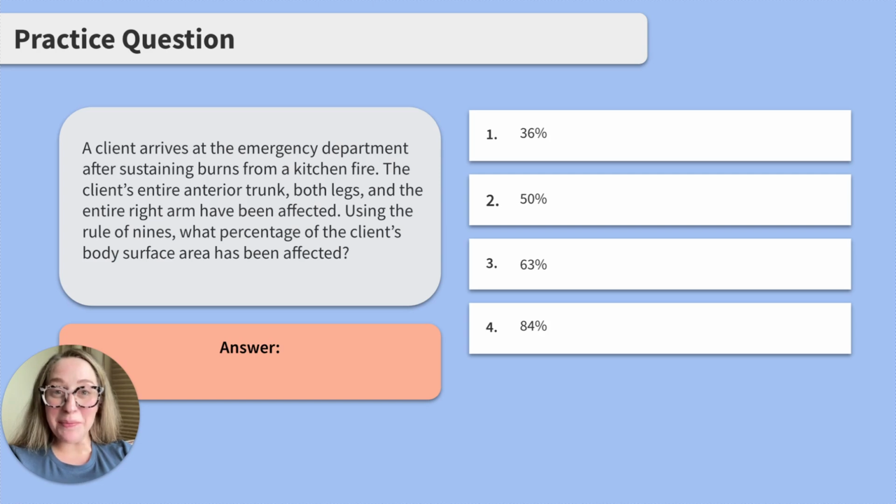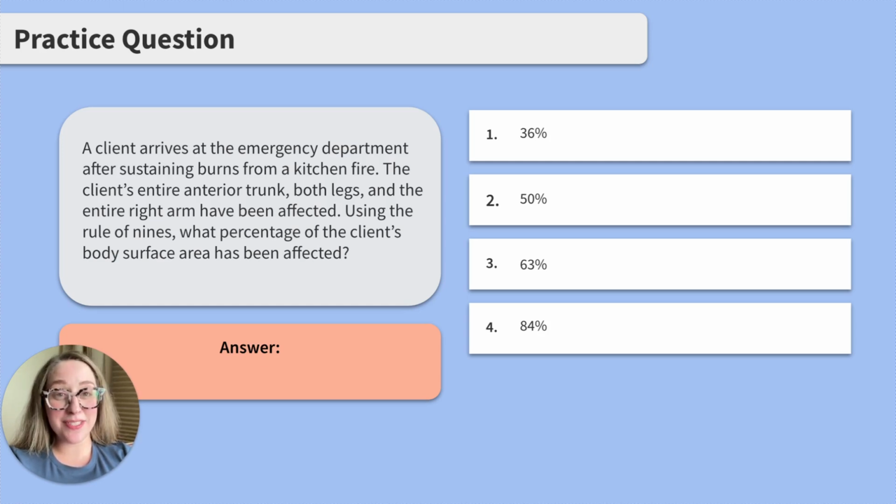All right, now that you've had a moment, let's work through this together. We know the entire anterior trunk makes up 18% of total body surface area. From there, we can see that both legs have been affected. 9% for the front and 9% for the back for one leg is 18%. And both legs are involved, so 18% plus 18% equals 36% for the legs. Then last, the client's entire right arm, which is an additional 9%.